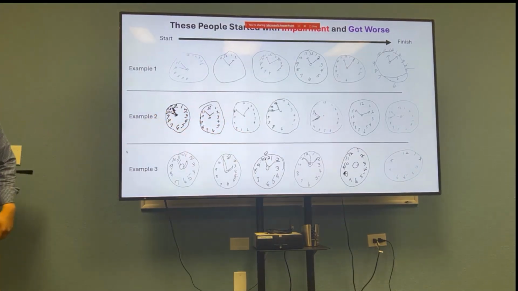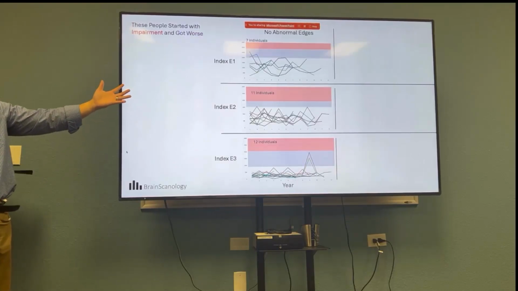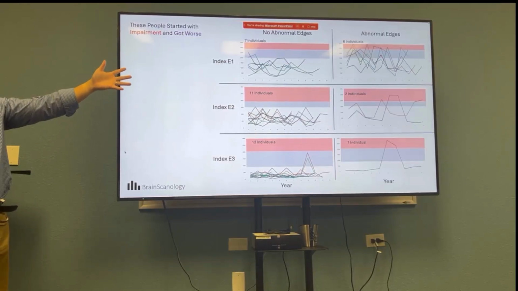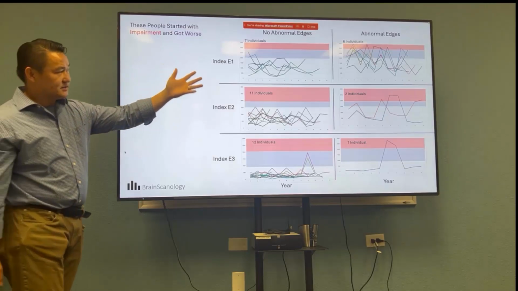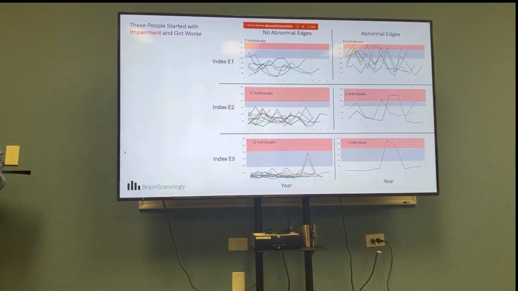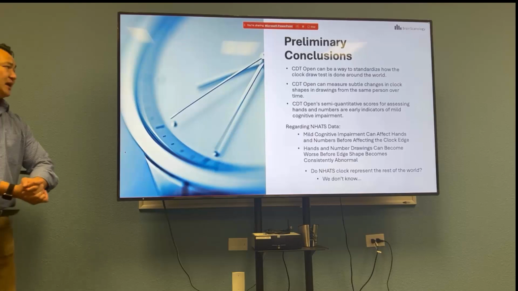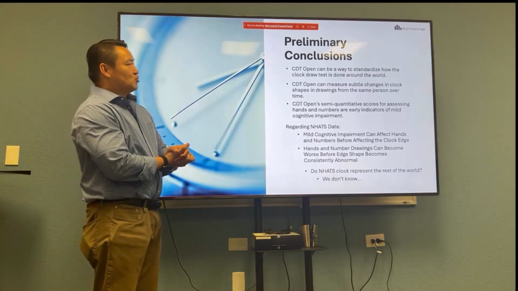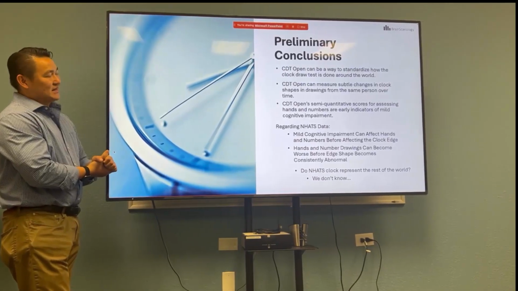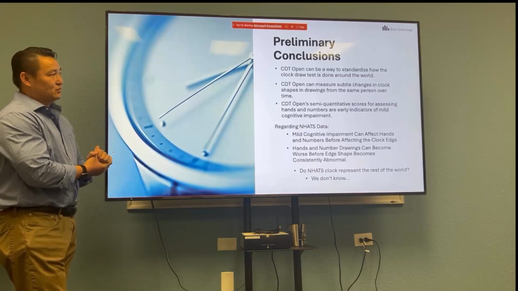For these people, a majority of them, probably 60%, have edges that never enter the abnormal or anomalous zone, and then some do enter the abnormal zone through the shape of their clocks. So, the conclusion is that through our drawing rules, we can definitely standardize how the clock draw test is done around the world. That's one of the problems why people don't trust it, because each psychiatrist has their own favorite set of rules.